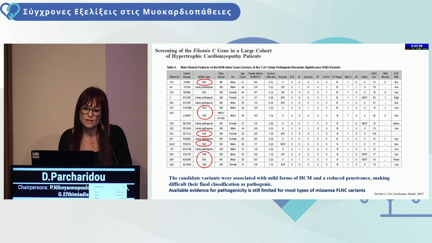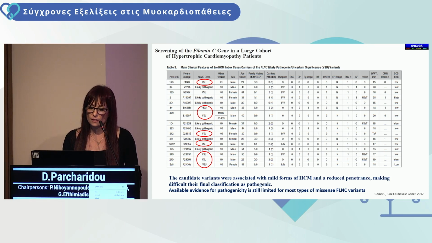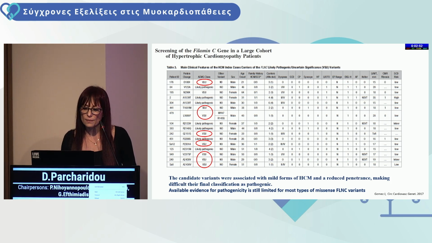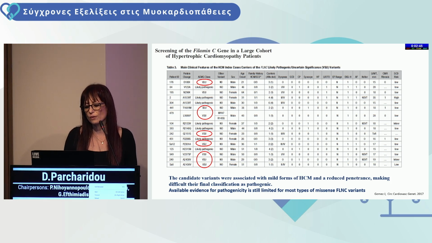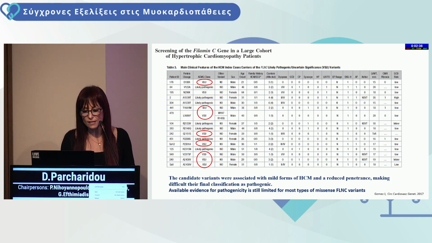So, in another study, in hypertrophic cardiomyopathy patients screened for the Filamin C gene, you can see in the table the main clinical features of the HCM index carriers of the Filamin C gene. And you can see that they found missense variants in 18 patients, and 8 of them were VUS. It means variants of unknown significance.